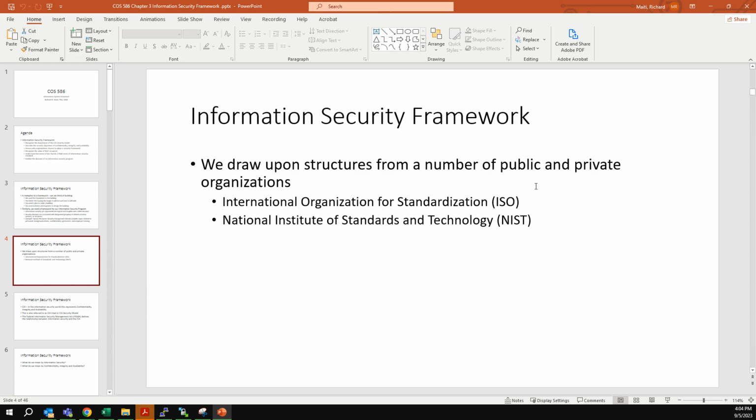So there are a number of public and private organizations that develop information security frameworks. You've heard of ISO, the International Organization for Standardization. I know it's not exactly, but ISO sounds better. So you've heard of these ISO standards. Then you have NIST, the National Institute of Standards and Technology.